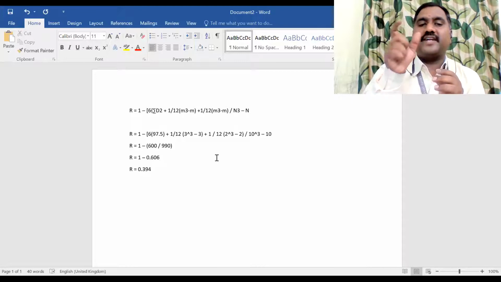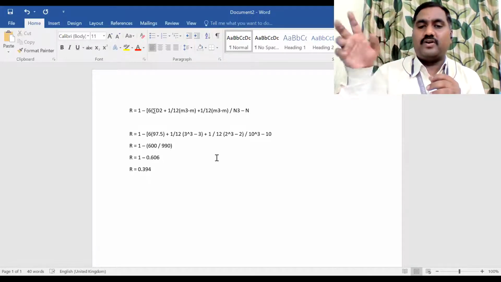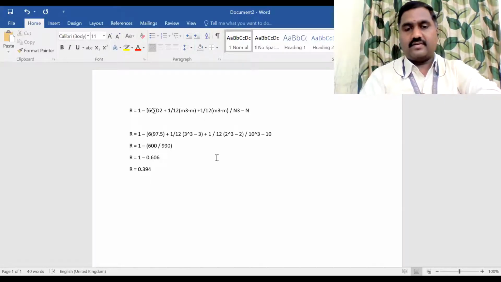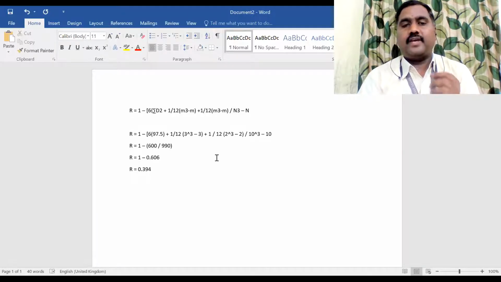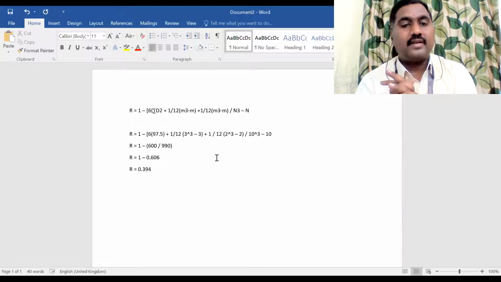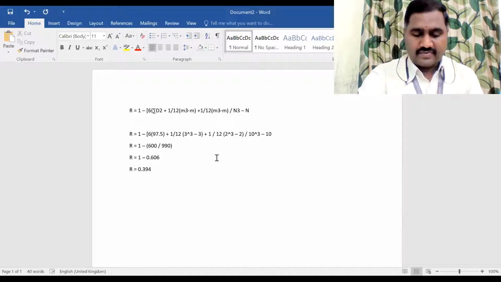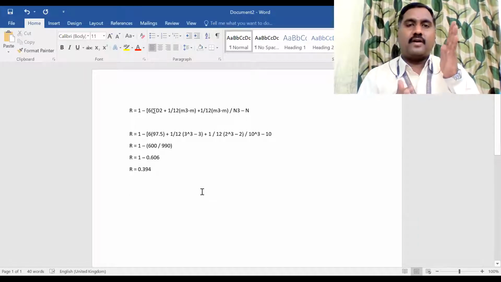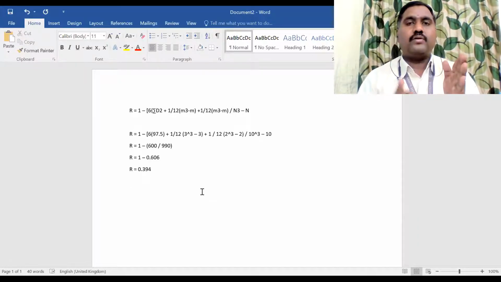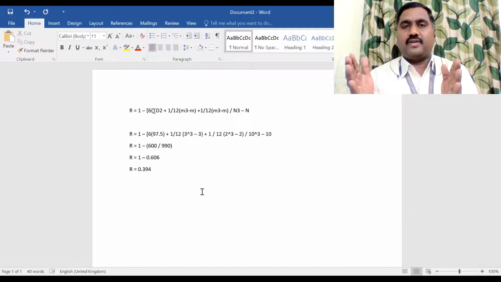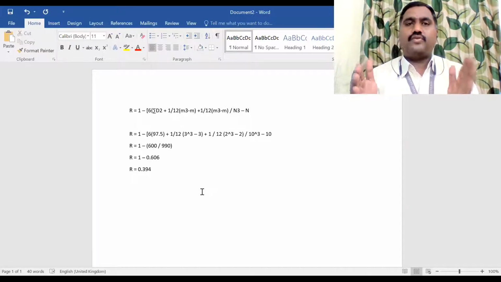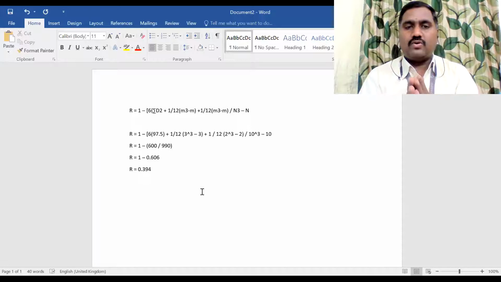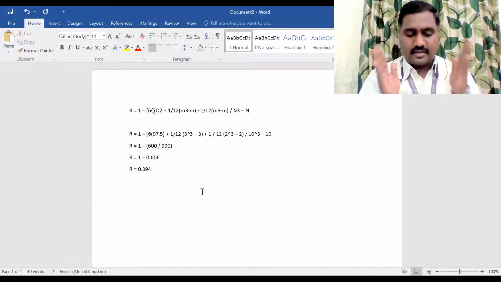After multiplying 6 into 97.5 and 1 by 12 into all those things, you will get that. Okay, so after that, you can find out the R value equal to 0.394. Okay, so this is the final value. Now tell me, this 0.394 lies between plus 0.25 and plus 0.50. That means 0.25 to 0.50 means low, moderate, positive degree correlation.